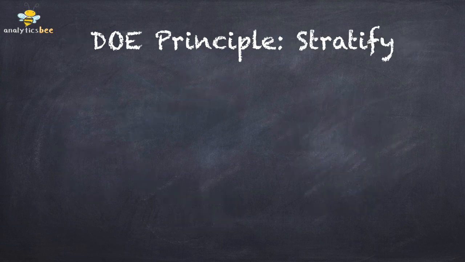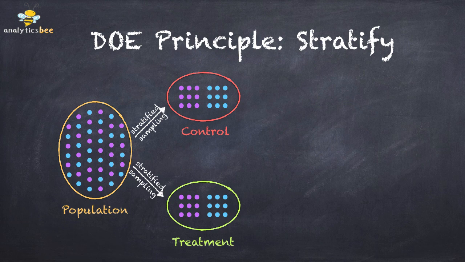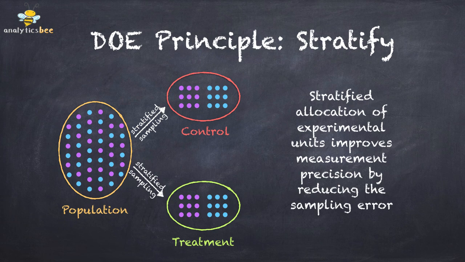While randomization helps to control for bias, stratification helps to reduce the variance of sample estimates. Suppose you have a population of experimental units that can fall into two categories, represented by the blue dots and the purple dots. Stratified sampling is a process in which random sampling is applied within each category such that there is equal representation of the categories in both the control group and the treatment group. Stratified allocation of experimental units improves measurement precision by reducing the sampling error.